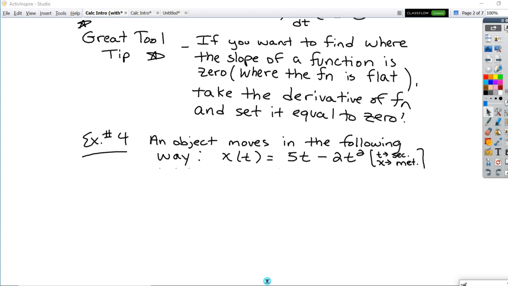This is going to be example number 4. So it says an object moves in the following way. We're given a position function. It's equal to 5t minus 2t squared, and t is in seconds, x is in meters. So this is a typical way that a kinematics problem might start. So what do I know right off the bat about this object? The highest power is a 2. So that means this object is an object that has a constant acceleration.